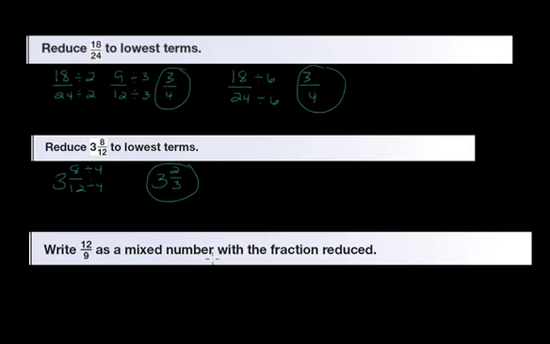Okay, write as a mixed number with a fraction reduced. So let's first see if we can reduce 12/9. We'll go into 12 and 9. 3 will go into both of them. 12 divided by 3 is 4. 9 divided by 3 is 3. Now, how many times will 3 go into 4? Once. What's left over?